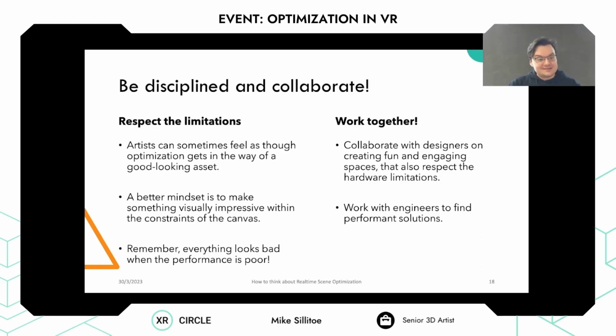As an artist, especially, you should respect the limitations. Artists can sometimes feel as though optimization gets in the way of a good-looking asset, but really a better mindset is to make something visually impressive within the constraints of the canvas. And remember, everything looks bad when the performance is poor. Not like being in VR when it's like 20 frames per second.